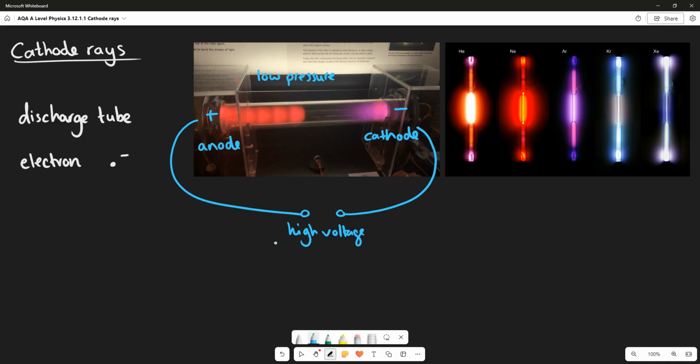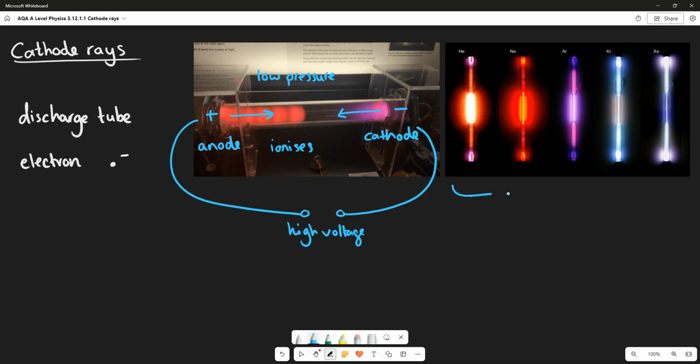So what happens is that when the circuit is connected to this high voltage, the gas inside the tube ionizes. It splits into positive ions and negative electrons. The atoms have their electrons stripped from them. And what happens is that the positive ions travel towards the negative cathode and the negative electrons travel towards the positive anode. And they collide inside the tube. And they do so with such a high energy that we get light being given off.